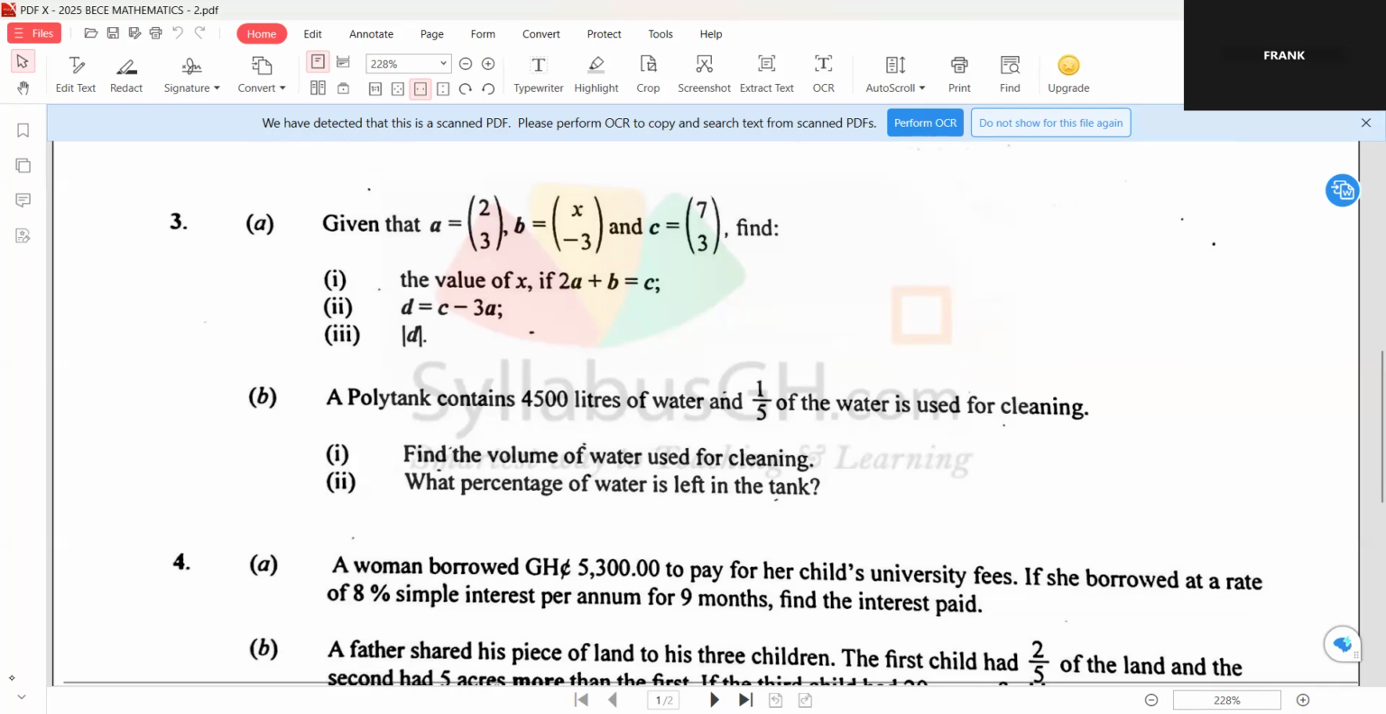Then the B part: a polytank contains 4,500 liters of water, and 1/5 of the water is used for cleaning. Find the volume of water used for cleaning. What percentage of water is left in the tank? Journey with me as we find the solution to this question.